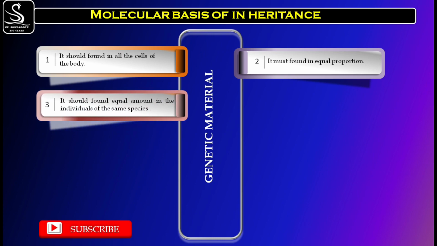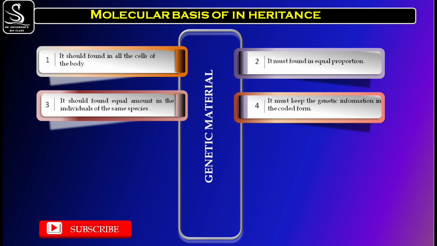Okay, third property, it should be found in equal amount in the individuals of the same species. Yes, this is also an important one, students. Only observing the equal proportion of DNA in every cell is not important. Okay, of course it is important, but along with that, even the organisms of the same species. Suppose, for example, if you are a human, every human on this entire planet. If it is the crow, every crow on the entire planet Earth. If it is the mango plant, then everywhere throughout the world, whatever mango plants are there, they must have the same amount of DNA in every cell.